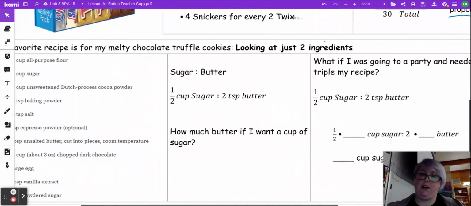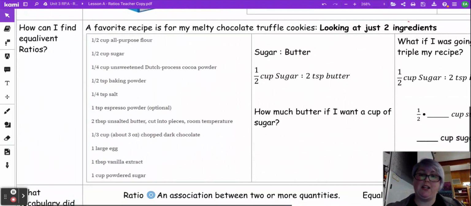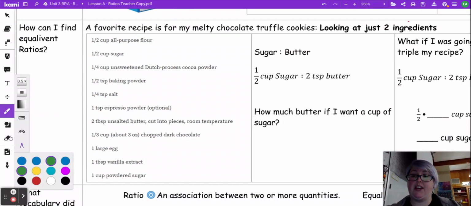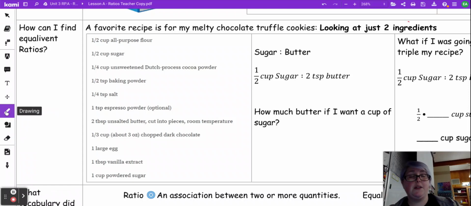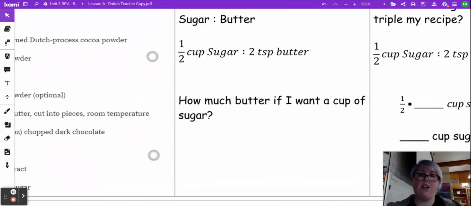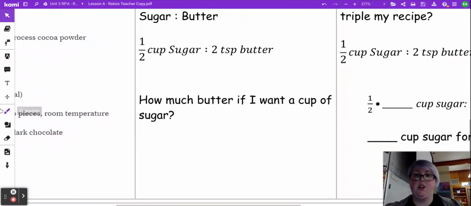I already talked about brownies. We're going to talk about some delicious melty chocolate truffles because equivalent ratios or proportional ratios are often found in recipes, because recipes are where we want to scale up and scale our recipe down depending on how many things we have. So we are going to take this recipe, and yes, it's Mr. Meyer's. It's delicious and it works. Feel free to take this recipe and make it. We're just going to look at the sugar and the butter. So we want to know, if I have a cup of sugar, how much butter am I going to have?